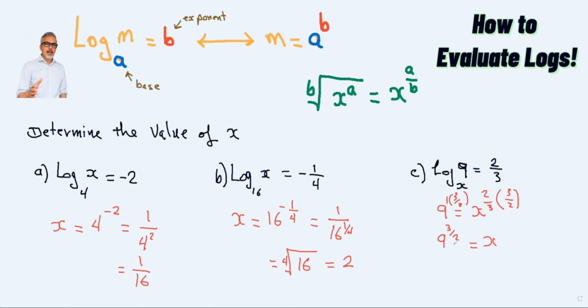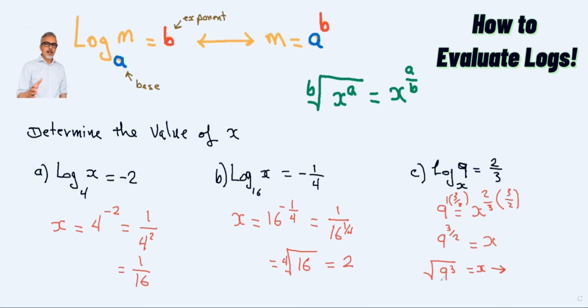Now again, we're going to change this from exponential form to radical form, and this will give me the square root, because the 2 is the square root. And when it's 2, we don't write it here, because when we say square root, there's an imaginary 2 there that we don't write. And then 9 to the power of 3 would equal x.